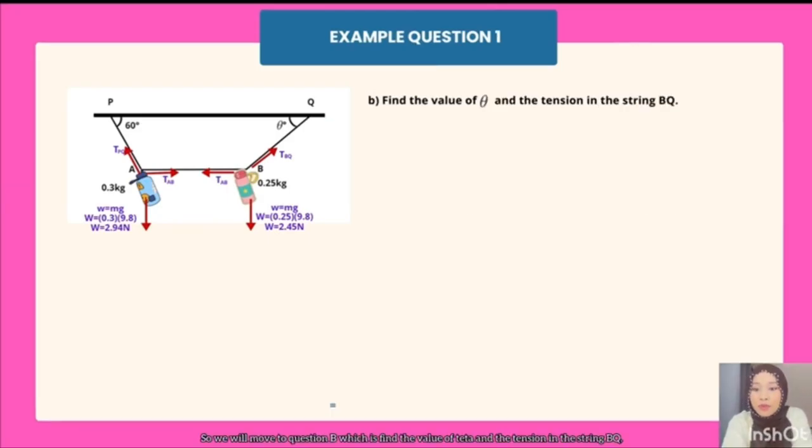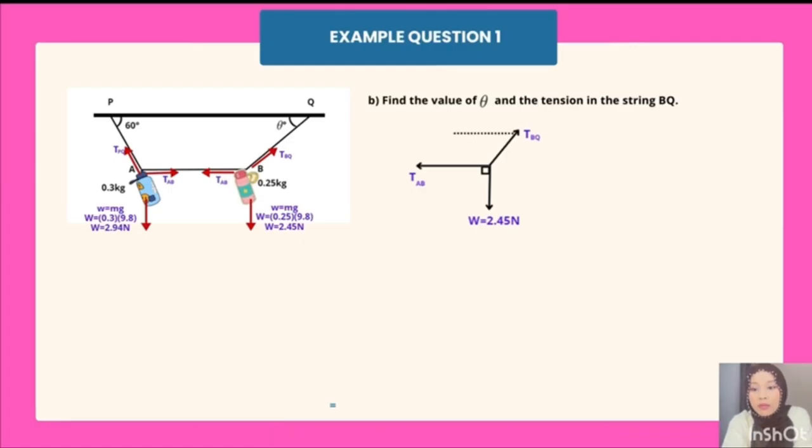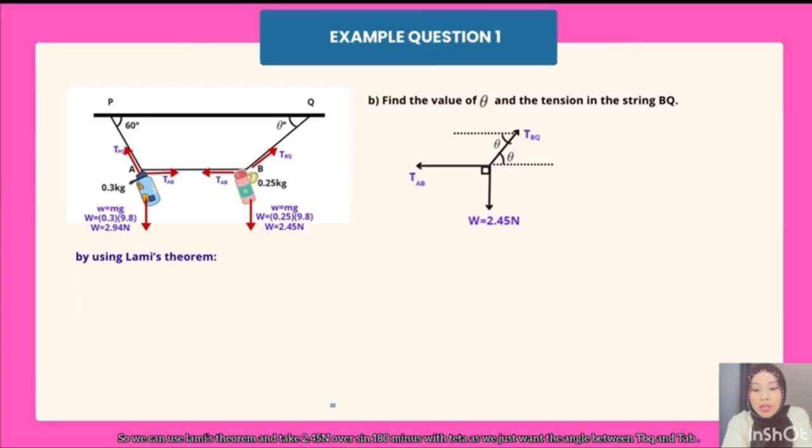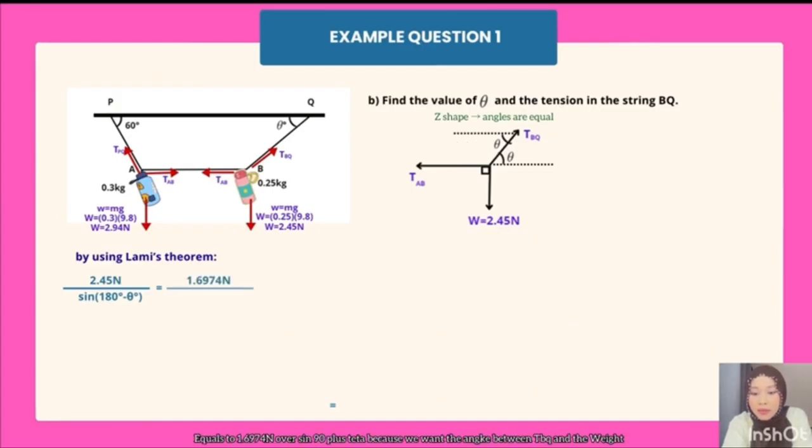So we will move to question B, which is find the value of theta and the tension of the string BQ. So we just take the free body diagram that we have from A. Now, by doing this, we can take the theta and put a parallel line here. So we can use Lami's theorem. We take 2.45 over sine 180 minus 60 minus theta, because we want the angle between TBQ and TAB. So 1.6974, which is tension AB, over sine 90 plus theta, because we want the angle between TBQ and the weight, equals TBQ over sine 90.